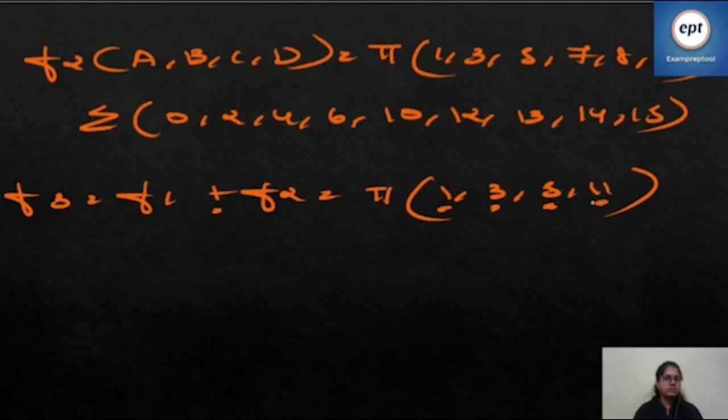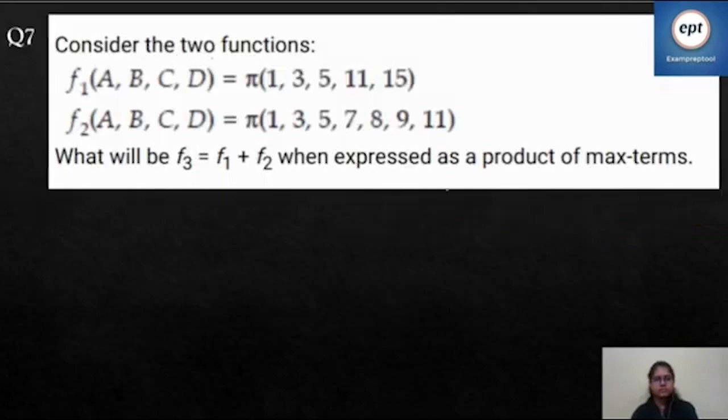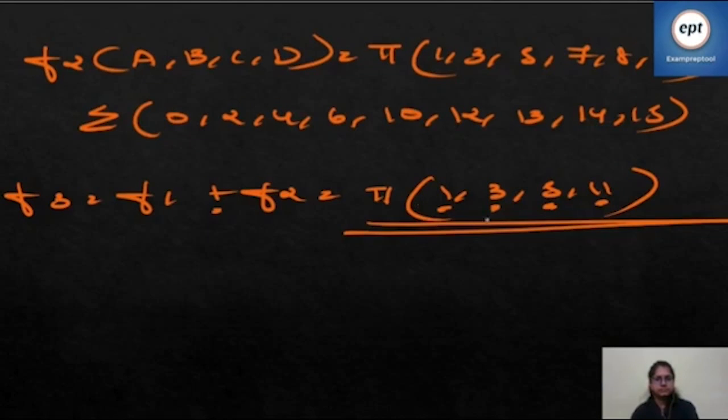So this is how we will do it when we have to find the product of max terms. And these are the min terms. These are not related to the question, but if these are max terms, then what will be the min terms? So likewise I have shown here. Even if we do not consider this, we can get the answer from the question itself: whatever is common in f1 plus f2, that we take out. So this is the common one we have taken out, and this is the answer. I hope this question is clear. So the answer is 1, 3, 5 and 11. Okay, let's move on to the next question.